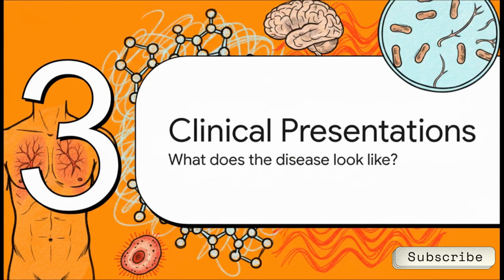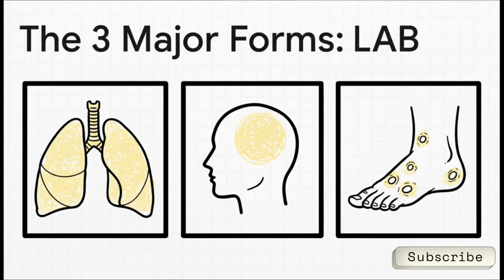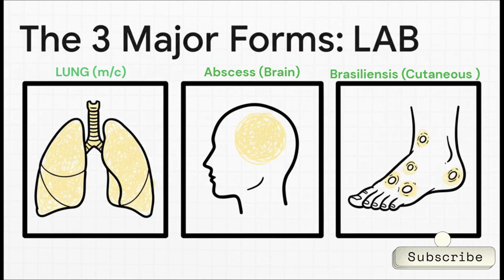All right, so now we know how it gets in and who it's looking for. So what are the clinical signs we need to recognize? How does a Nocardia infection actually present itself in a patient? To make this super easy, just remember the mnemonic LAB. L is for lung, which is the most common site of infection. A is for abscess, because this bug loves to spread and form abscesses, especially in the brain. And B is for Braziliensis, which is a key species that causes that nasty skin form, actinomycetoma.